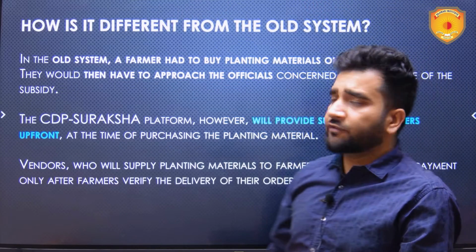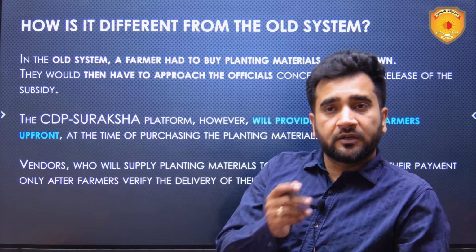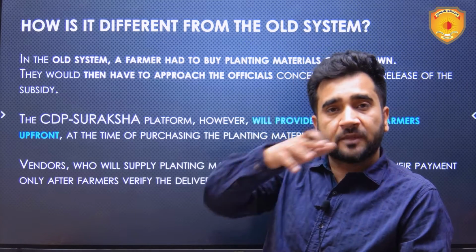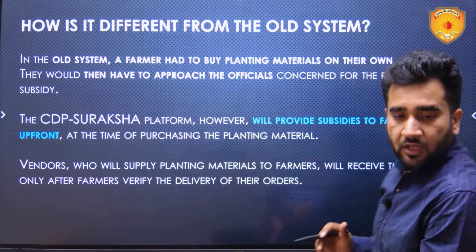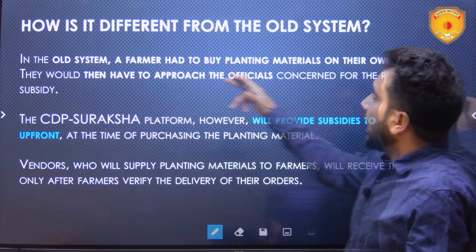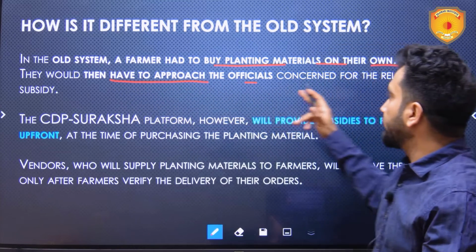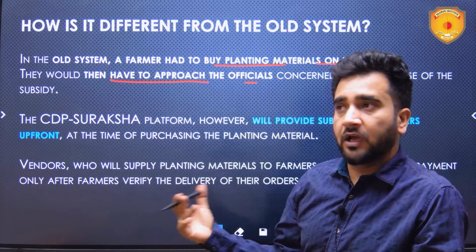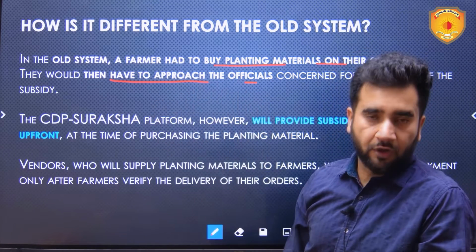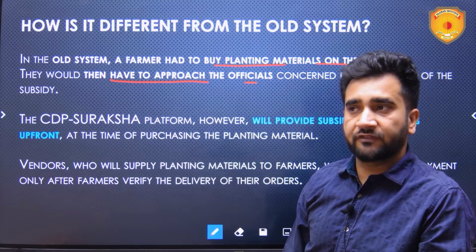How is it different from the old system? The new system, meaning the disbursement of subsidies through CDP-SURAKSHA, how is it different from the older system? In the older system, the farmer had to buy planting material on their own. They would then have to approach the officials concerned for the release of the subsidy. The farmers had to wait. Earlier, they had to invest a lot of money because the subsidies then reached the farmers afterwards.